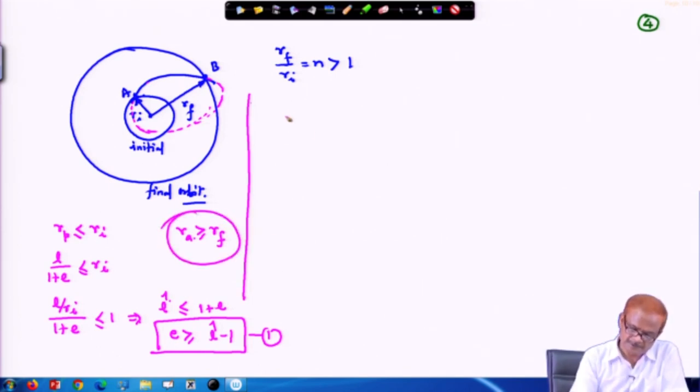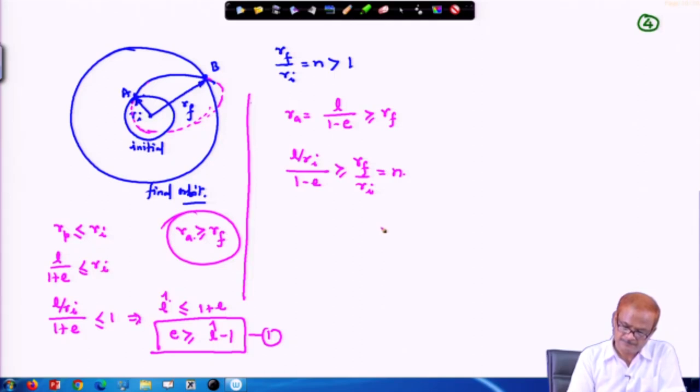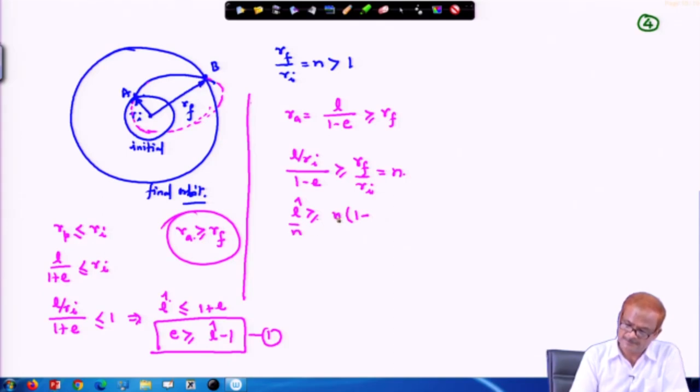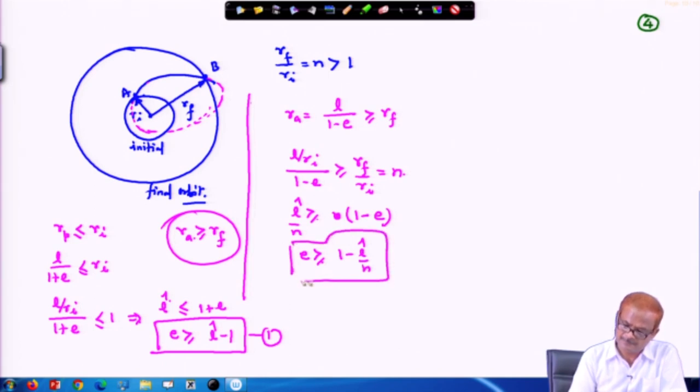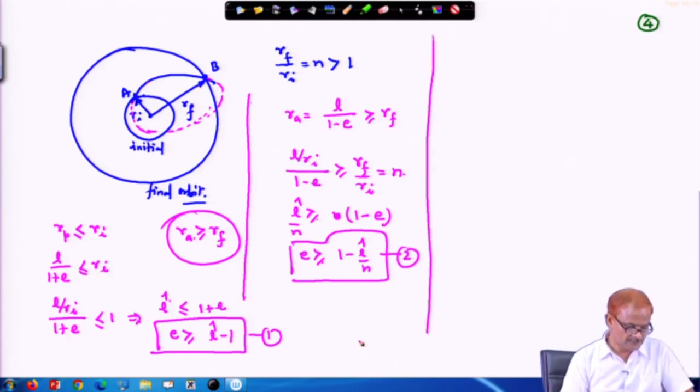Similarly, this condition we can utilize here: R apogee equal to L by 1 minus E is greater than R f. Divide both sides by R i. So, L by R i by 1 minus E, this is greater than L cap, this is greater than or equal to n times 1 minus E, or L cap by n is 1 minus E. n is a positive quantity and therefore, E is greater than 1 minus L cap by n. This is equation 2.